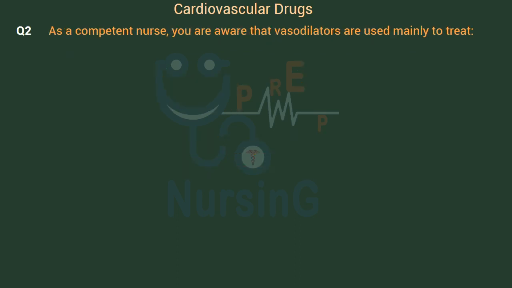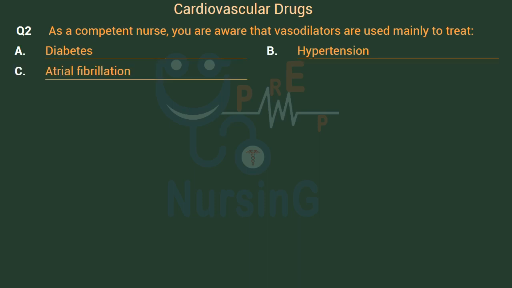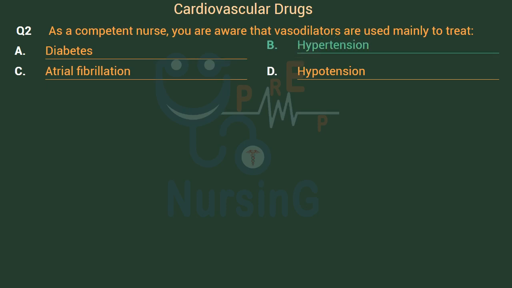As a competent nurse, you are aware that vasodilators are used mainly to treat: Option A. Diabetes. Option B. Hypertension. Option C. Atrial fibrillation. Option D. Hypotension. Right answer is Option B. Hypertension.